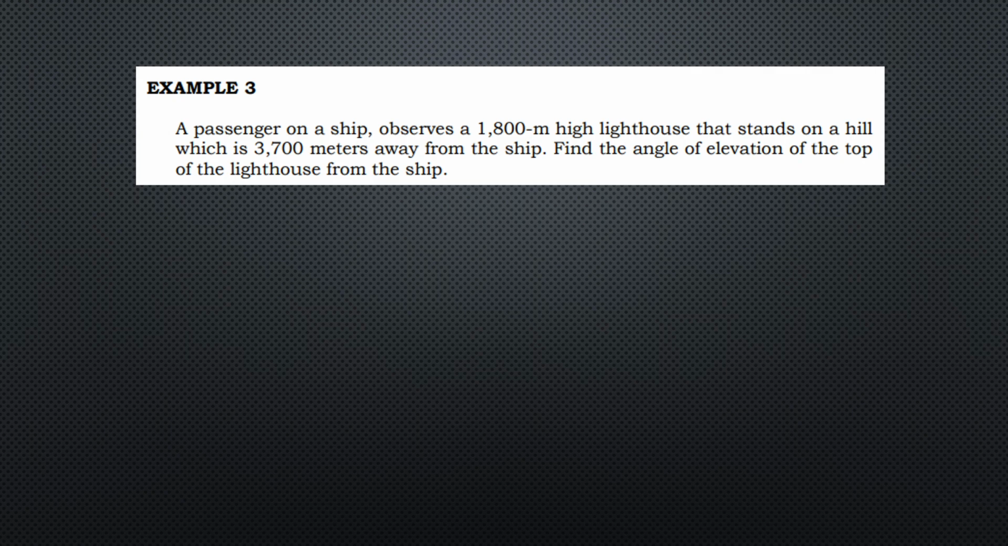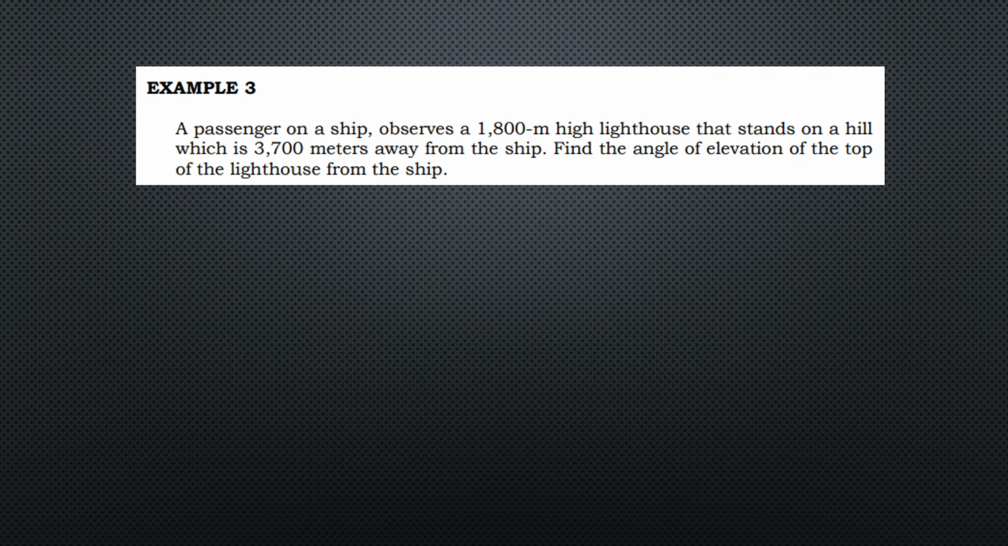Okay, now the last example. Again, the ones we are using here are the concept from the six trigonometric ratio. So we only added the concept of the angle of elevation. Okay, a passenger on a ship observes a 1,800 high lighthouse that stands on a hill, which is 3,700 meters away from the ship. Find the angle of elevation of the top of the lighthouse from the ship.